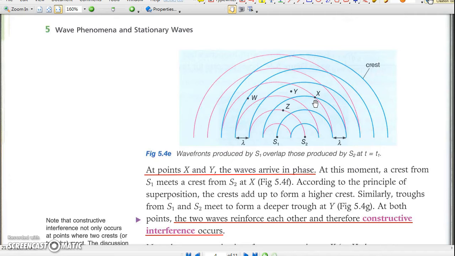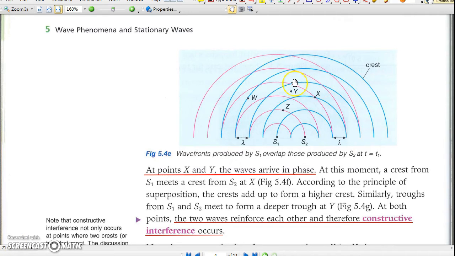At other instants, there may be a smaller displacement from S1, and it always meets with an identical displacement from S2, as S1 and S2 are in phase. Now let's look at Y. There are two troughs meeting. There should be a big trough, and half a period later there will be two crests at Y, and so a big crest will result. At other instants, there may be a smaller displacement from S1, and it always meets with an identical displacement from S2, as S1 and S2 are in phase.